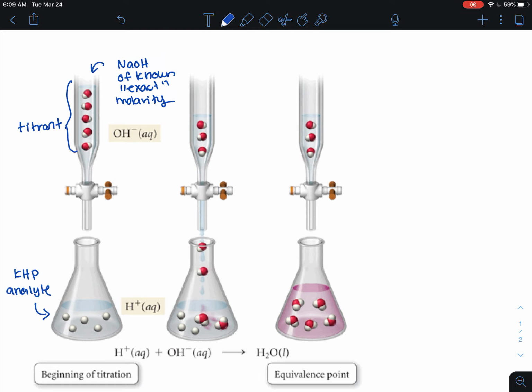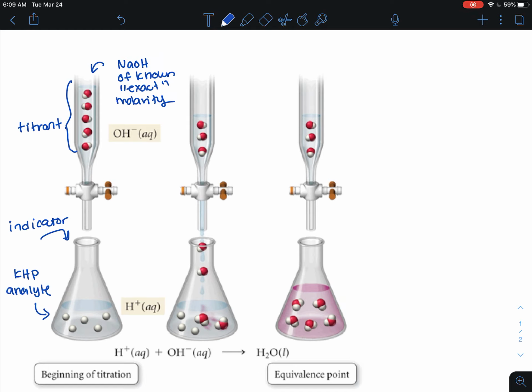So this is how that happens. You have your sodium hydroxide, which is of known exact molarity because you standardized it if you did this experiment. Then you titrate it. Well, what you do is you take your KHP and you dissolve it with water. It doesn't matter how much water because we're not looking for concentration. We're only looking for moles. And the important thing is that you're also adding in something called indicator. Now, there's a bunch of different indicators out there.